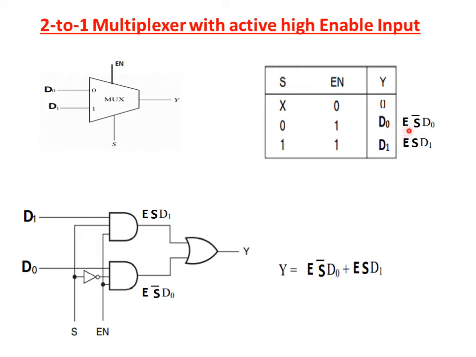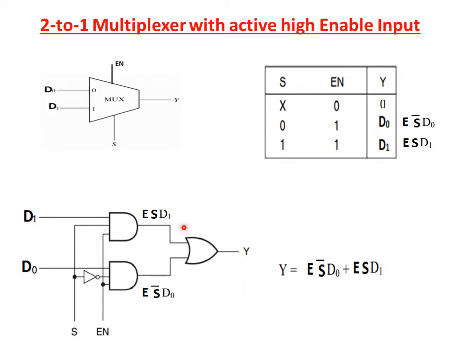So the expression at this position is E S bar D0. And when the selection input S is equal to 1 and enable input is 1, the output is equal to E S D1. And the final output expression is Y is equal to sum of both the combinations.